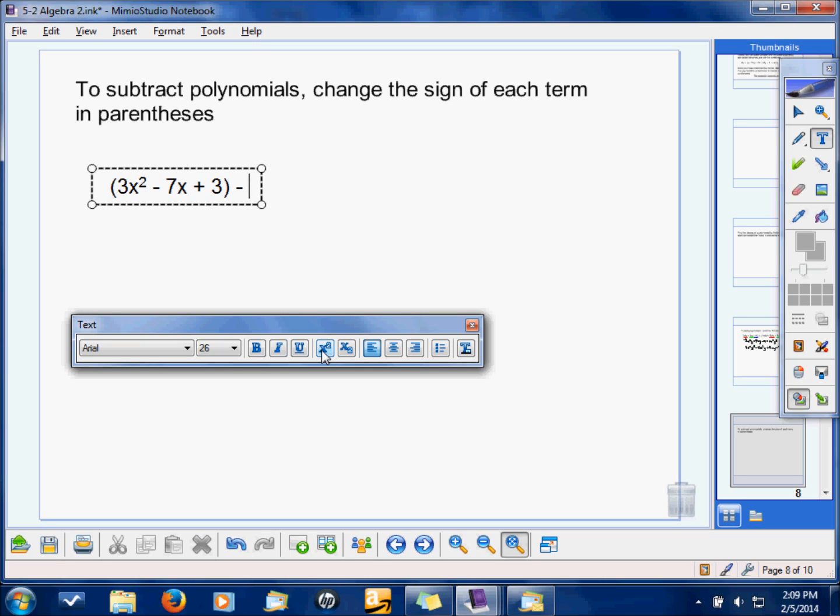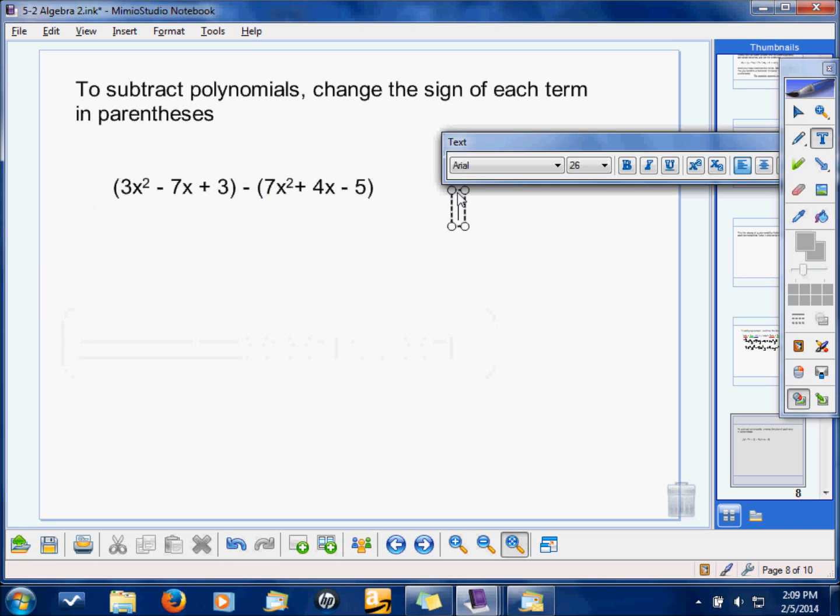Now we're going to do minus. Okay, this is the only thing that's a little bit different. 7x squared plus 4x minus 5. All right, now this one will be a good example of why it's important to change the signs as we go.